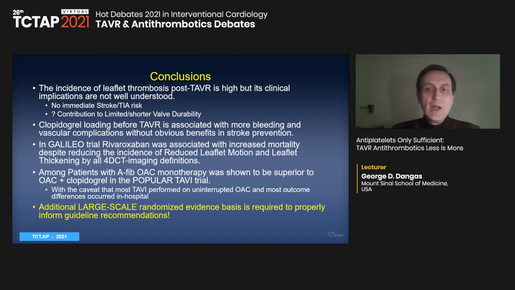Clopidogrel loading in particular has been associated with more bleeding and no obvious benefit in stroke prevention or anything else. Experimentation with a low-dose antithrombotic, such as 10 milligrams daily rivaroxaban, had an effect on the valve, but did not fare so well clinically in these patients. And finally, oral anticoagulation monotherapy also seemed to be a winner in comparison with its combination with clopidogrel in the POPular TAVI trial. So in brief, we're waiting for additional large-scale trials in this very interesting area, but so far it seems the minimalistic approach is a winner. Thank you for your attention.